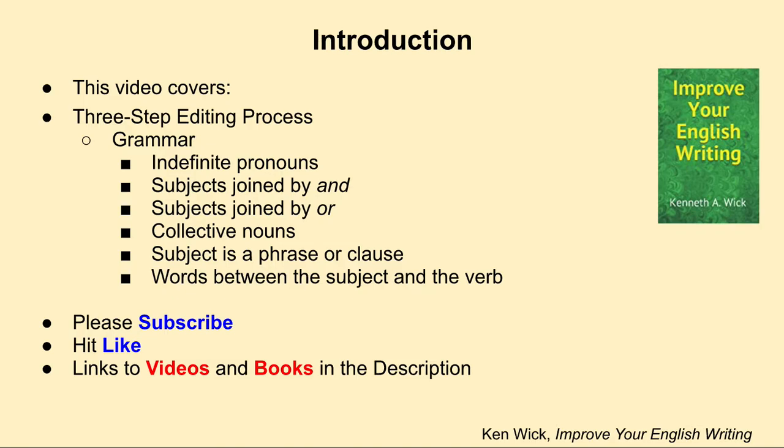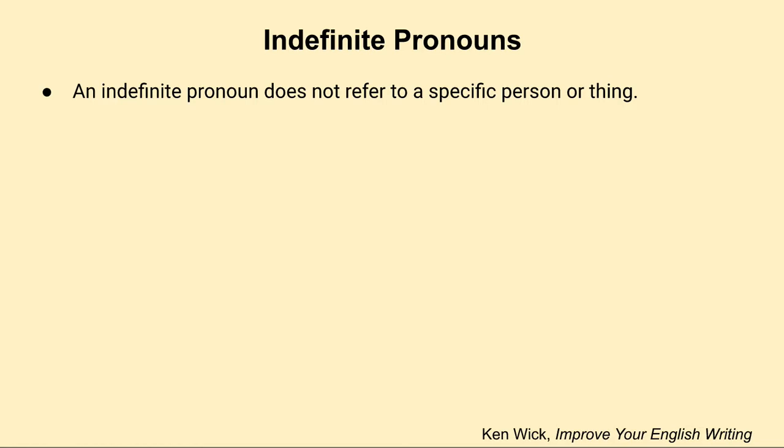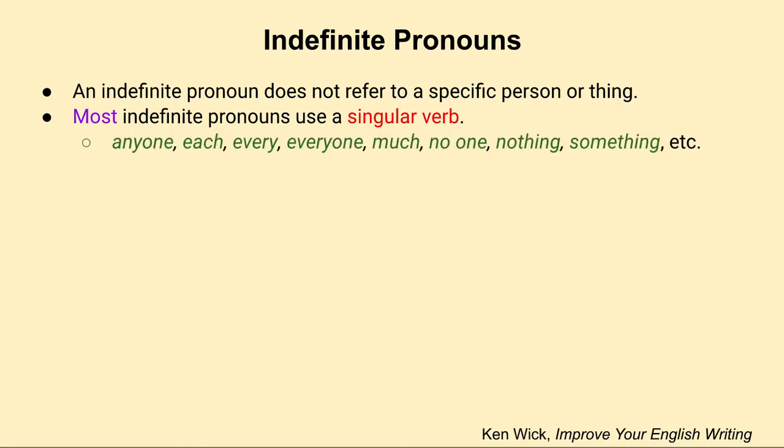So let's talk about indefinite pronouns. Basically, an indefinite pronoun does not refer to a specific person or thing. Most indefinite pronouns use a singular verb. That's the good news. So if you're not too sure, maybe the best guess is to use a singular verb. Some of these indefinite pronouns which take a singular verb are anyone, everyone, much, no one, nothing, something, and there's a whole list of them in the book.